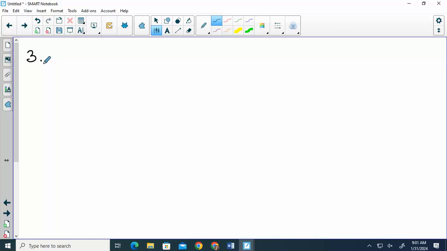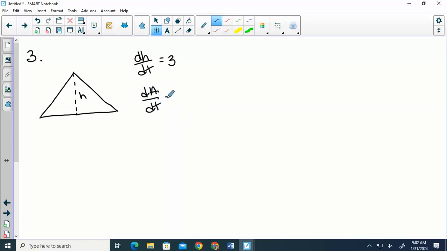All right, number 3, we have another triangle problem. The altitude of a triangle. I didn't tell you what kind of triangle, so you may have drawn a right triangle or something. The altitude is the height. So I'm going to call that dh/dt. It's increasing, so it's a positive 3. The area is increasing, so it's a positive 4.